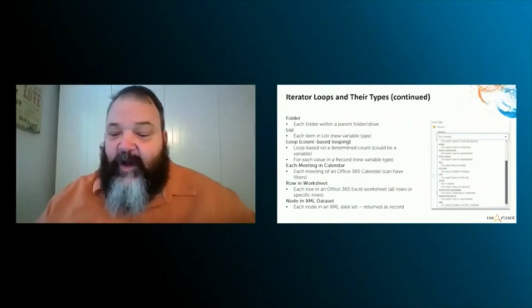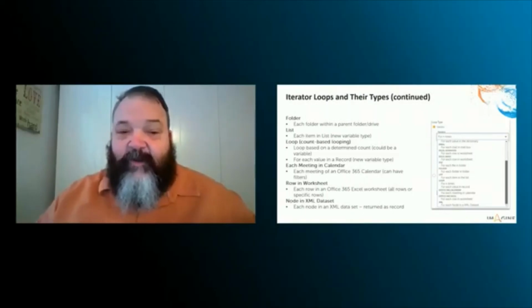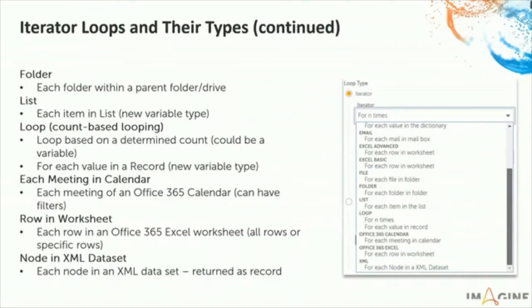We do have access to the Office 365 calendar, so we can actually loop through each meeting in that calendar. And we can loop through each row in an Excel 365 web-based spreadsheet. And that requires some access through Microsoft APIs. And we can also loop through each node in the XML dataset and return a value for that node.